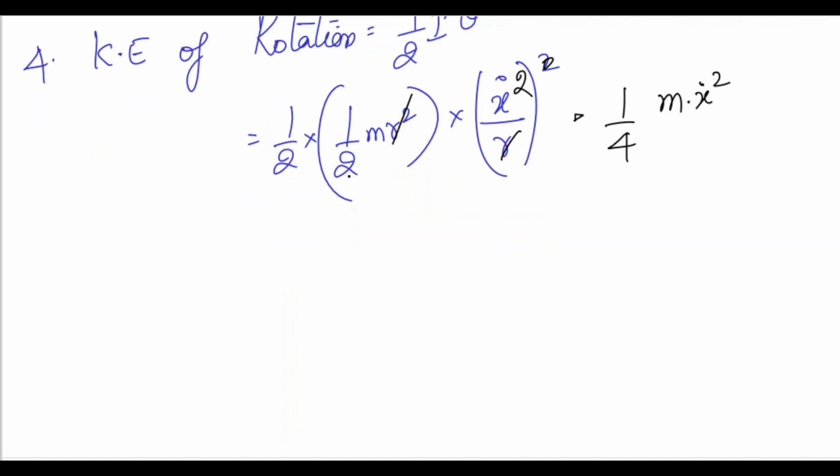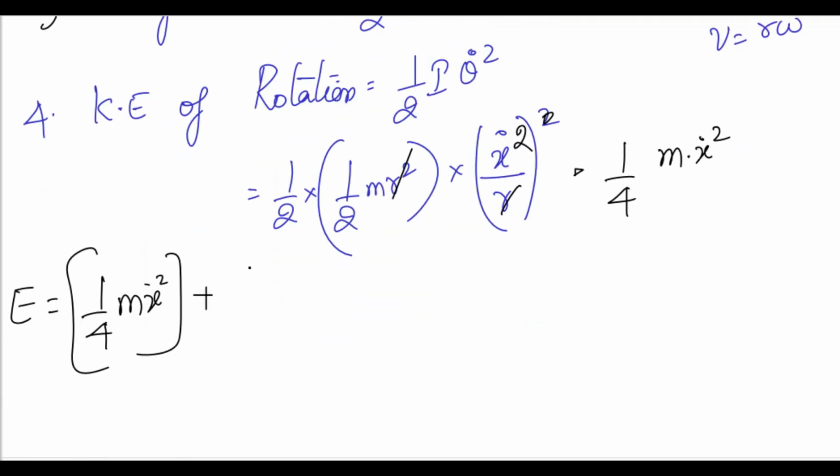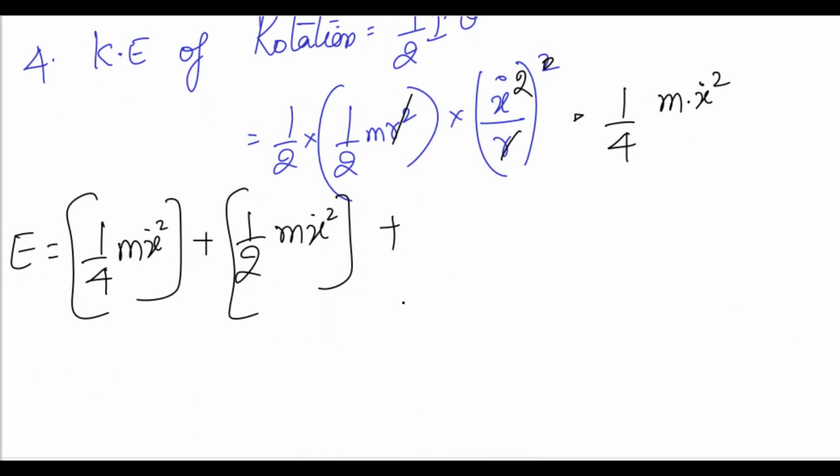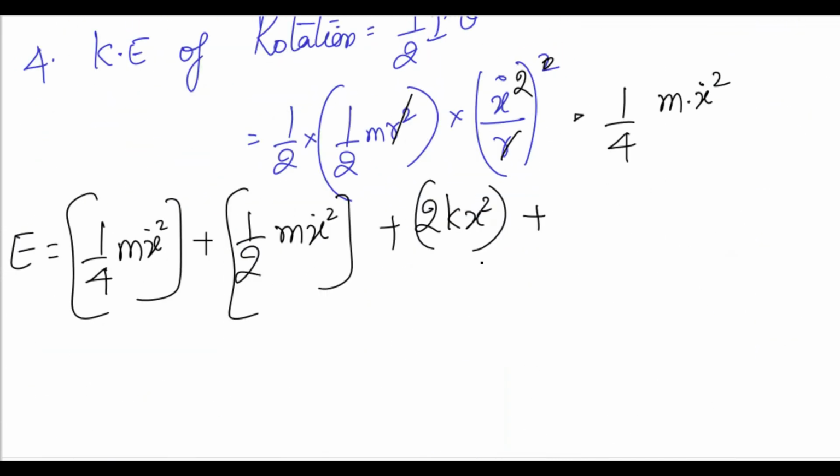Okay, so now the total kinetic energy. First we shall make it as a total energy. So energy is equal to 1 by 4 m x dot square, plus 1 by 4 m x dot square, 1 by 2 m x dot square again, 1 by 2 m x dot square again, plus 2k x squared, then k x squared by 4.